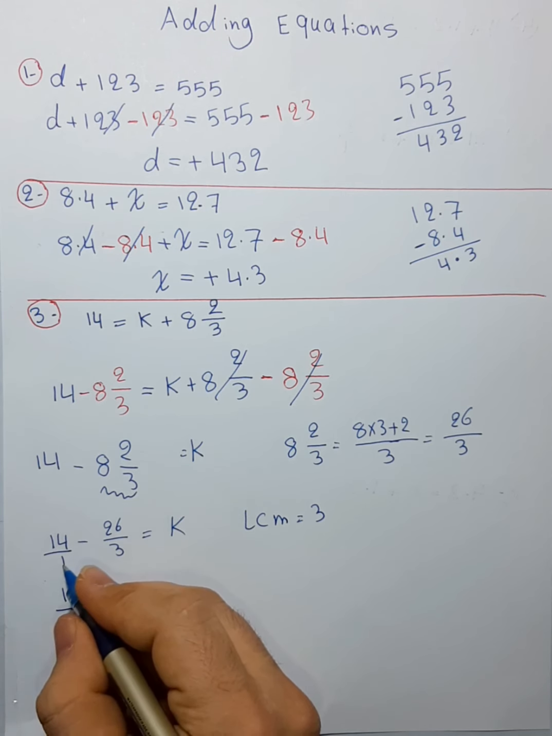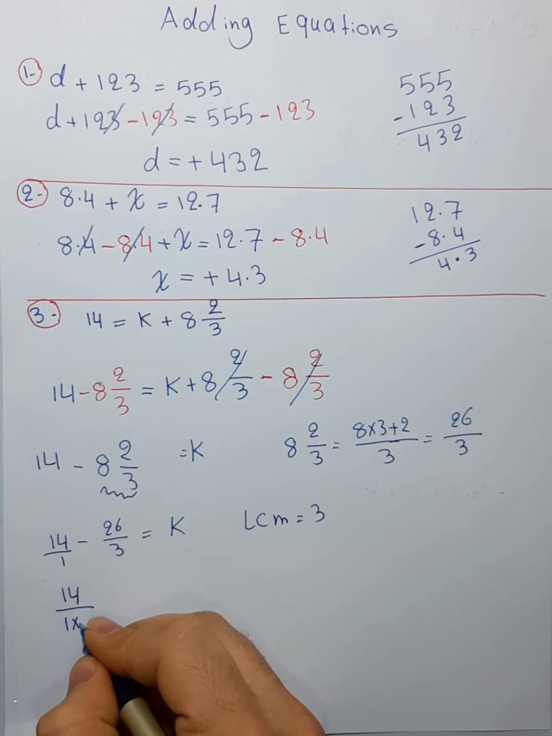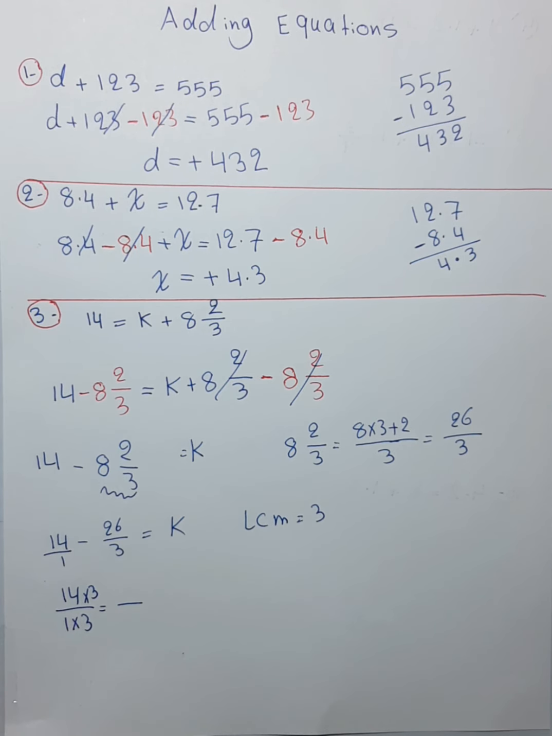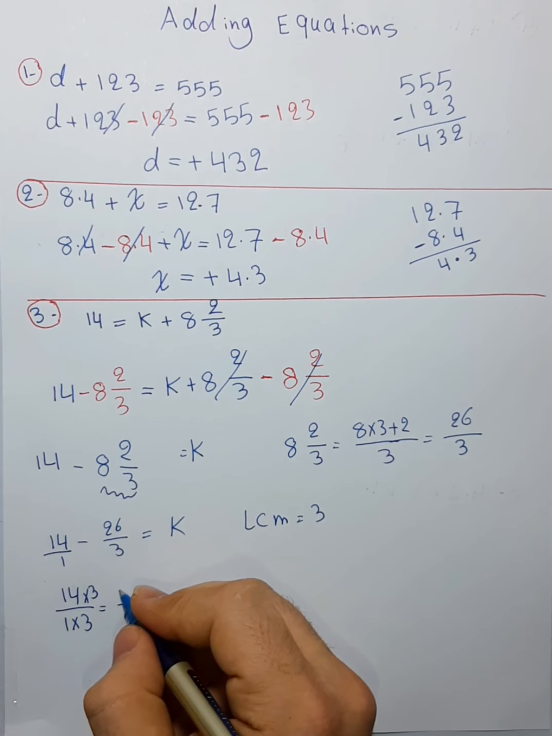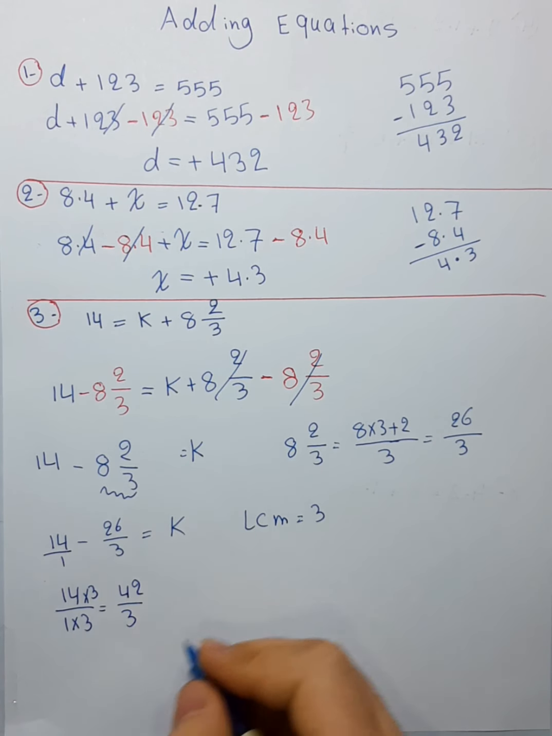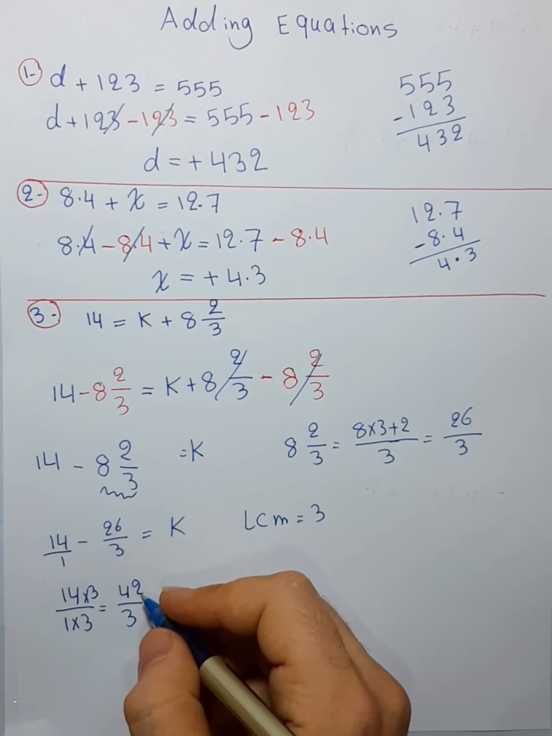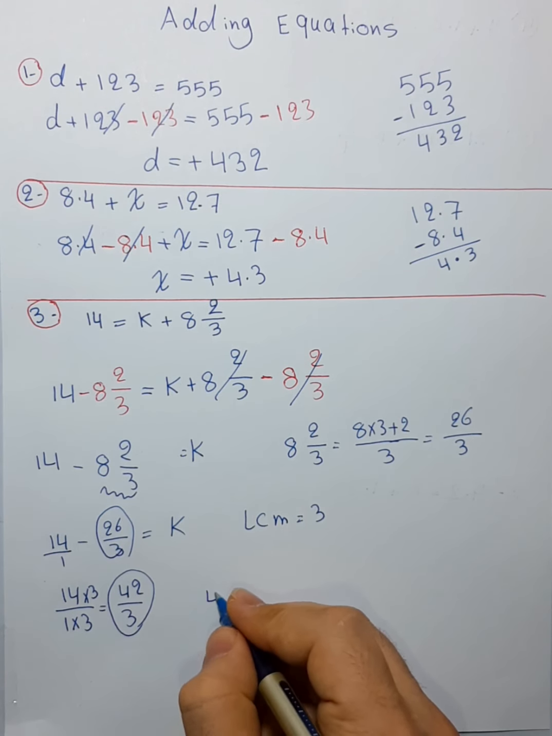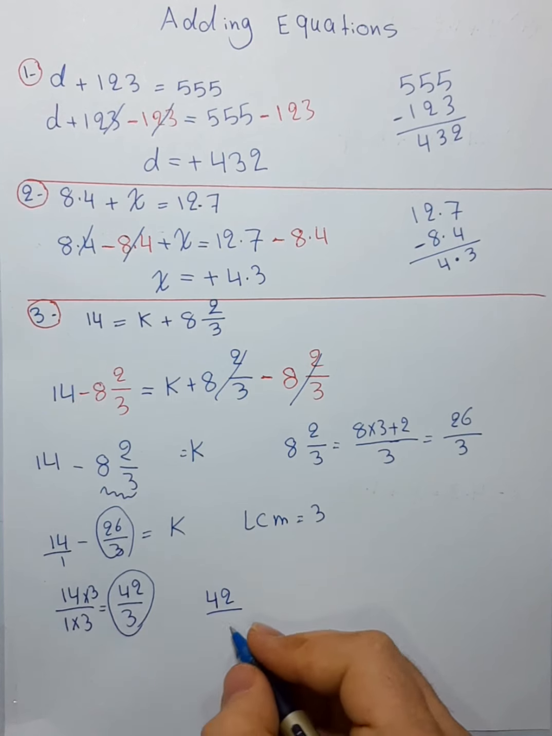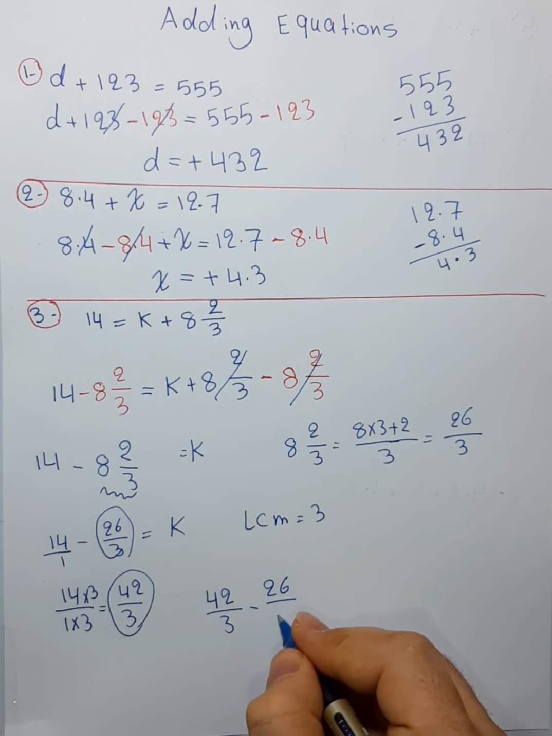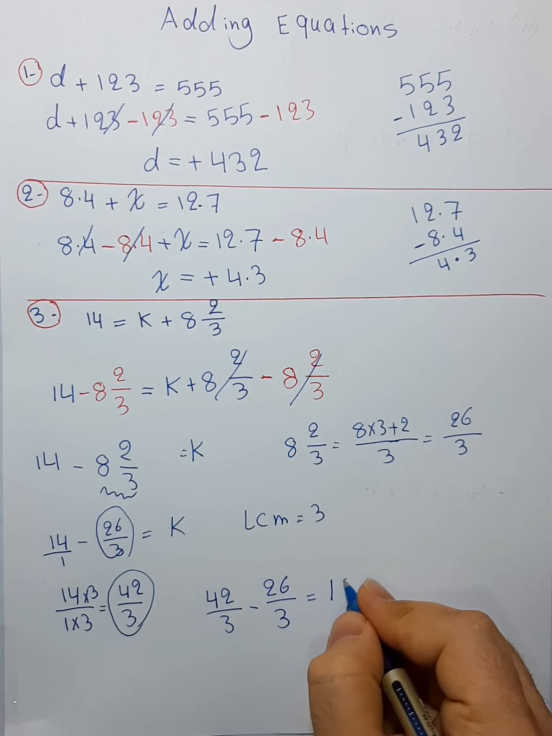14 out of 1. 1 times what number equal to 3? 3 times 14 equal to 42 out of 3. 1 times 3 equal to 3. Now we have these two fractions. 42 out of 3 minus 26 out of 3 equal to k.